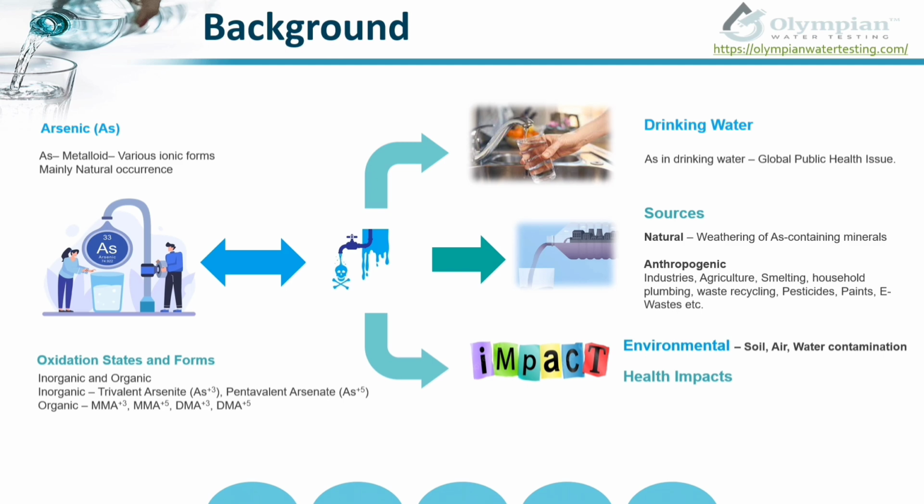However, the anthropogenic sources can also contribute to contaminating drinking water with arsenic, and these sources include industrial and agricultural activities, smelting, household plumbing, waste recycling, dumping areas, pesticides, paints and e-wastes, etc. Contamination from both natural and anthropogenic sources is responsible for adverse impacts on the environment as well as humans.